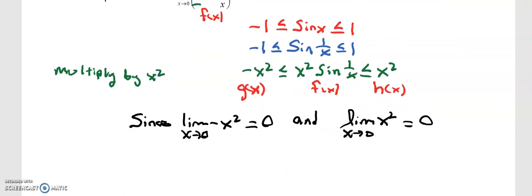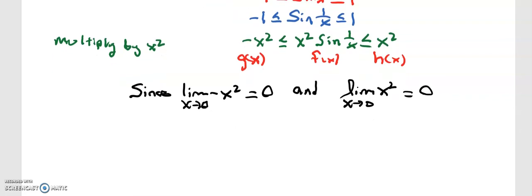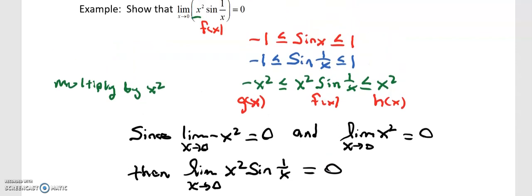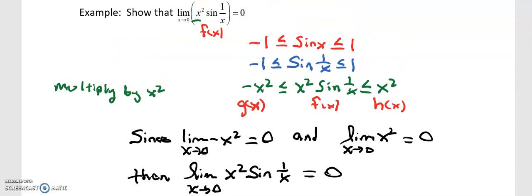All right, so since those two things are true, the sandwich theorem then tells me that the limit of x squared times the sine of 1 over x as x approaches 0, don't forget proper notation there, has to also be 0. So all of this has to be written for this proof or for this example. Other than this, you don't have to write that you multiplied by x squared.